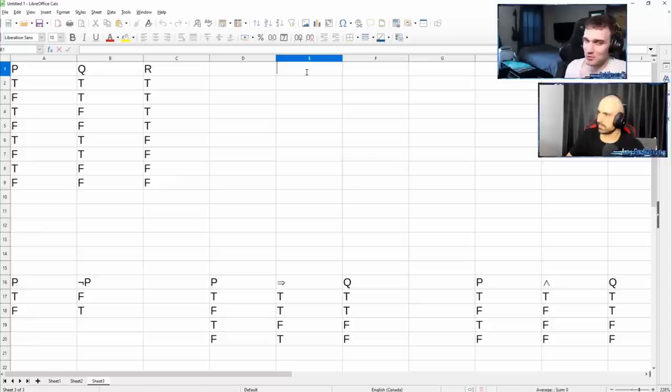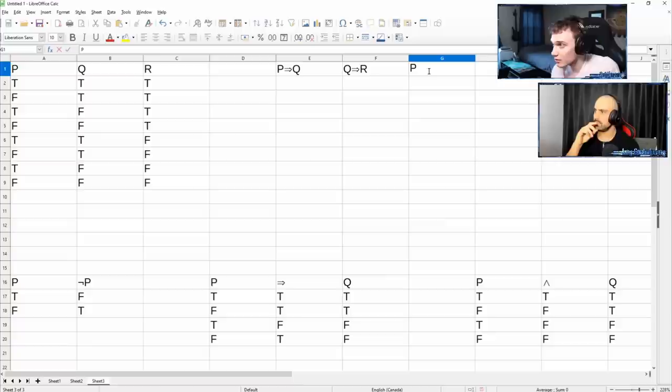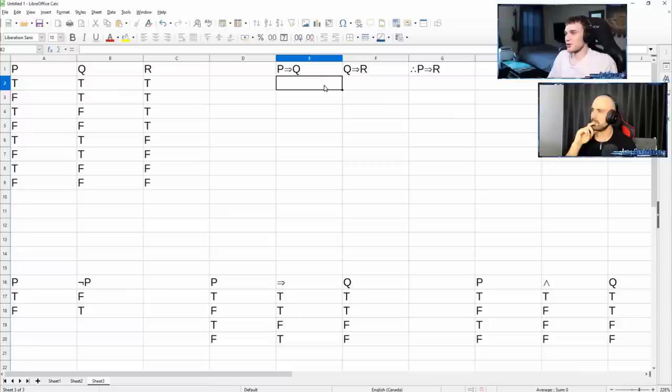Have you ever heard someone say something like this? If I go outside, I'm gonna be hot. If I get hot, I'm gonna get sweaty. So if I go outside, I'm gonna be all sweaty. That's a hypothetical syllogism. It has two premises and a conclusion. Let's go P implies Q. Let's go Q implies R. Therefore P implies R. We'll do this, and then we'll do one more, and then we're done.